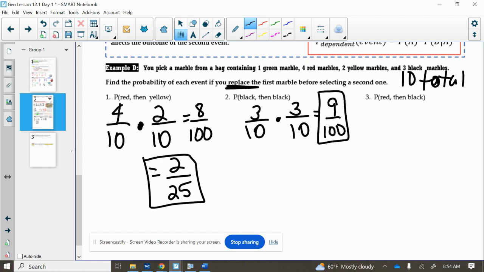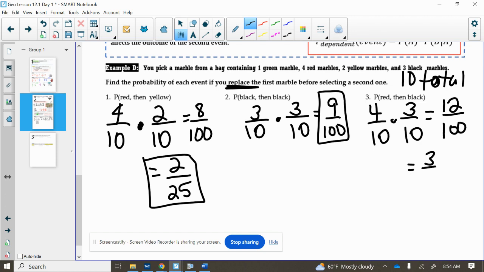And then our last one, what about grabbing a red, then a black? Well, we have 4 red marbles out of 10. And then again, black was 3 out of 10. So 12 out of 100, which reduces to 3 out of 25.